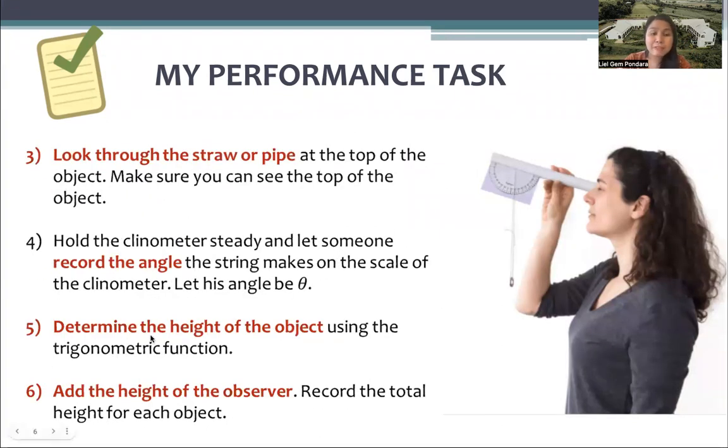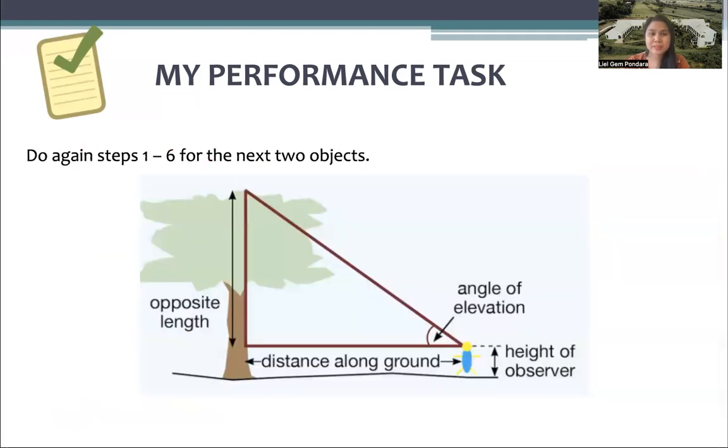Then after that one, you already have the distance and the angle of elevation. Determine the height of the object using the trigonometric function. Then the last one, add the height of the observer and record the total height for each object.